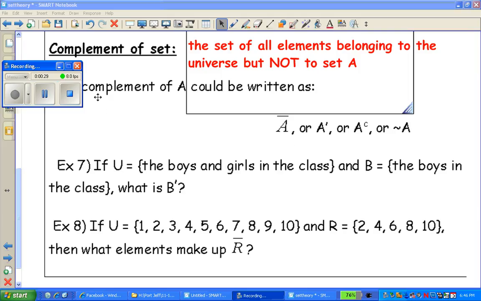It could just be written out as the complement of the set, or the notation could be a bar over the set, an apostrophe, what looks like an exponent, that's a small little c, or a tilde. The complement basically refers to the elements that belong to a universal set but are not being used in set A, or the given set you're looking at.